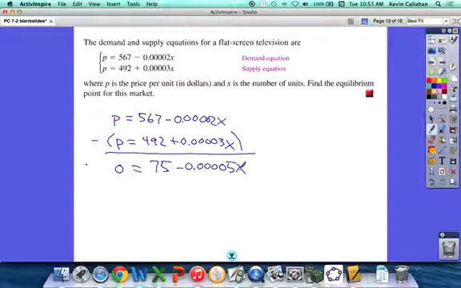Right? If I add the 75 to both sides, or I add this to both sides, I'm going to get 0.00005x equals 75. So x equals 75 divided by 0.00005, which is 1,500,000.